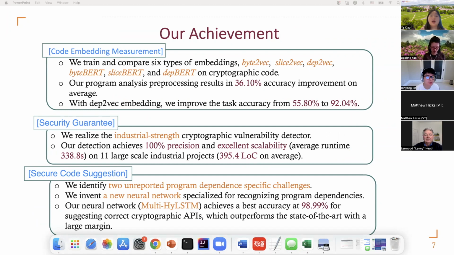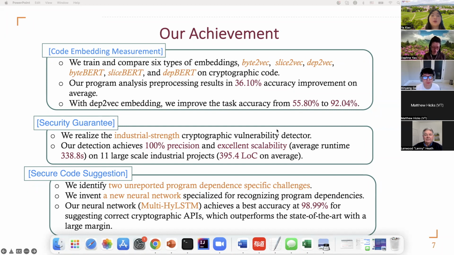We've done lots of work surrounding these objectives. Here, I summarize our achievements briefly. First, we conducted a code embedding measurement study. We compiled 6 types of embeddings trained by ourselves on cryptographic code. Our comparative experiments demonstrate the significant impact derived from program analysis and the embedding vectors. We successfully achieved an accuracy boost from around 56% to 92% with the help of our deep-flow embedding.